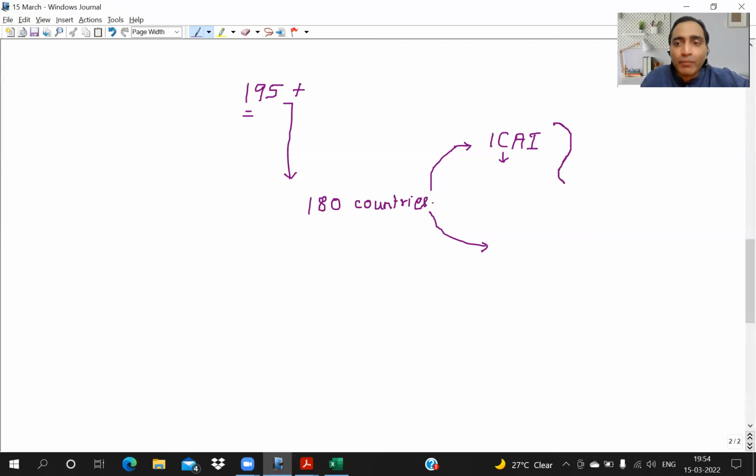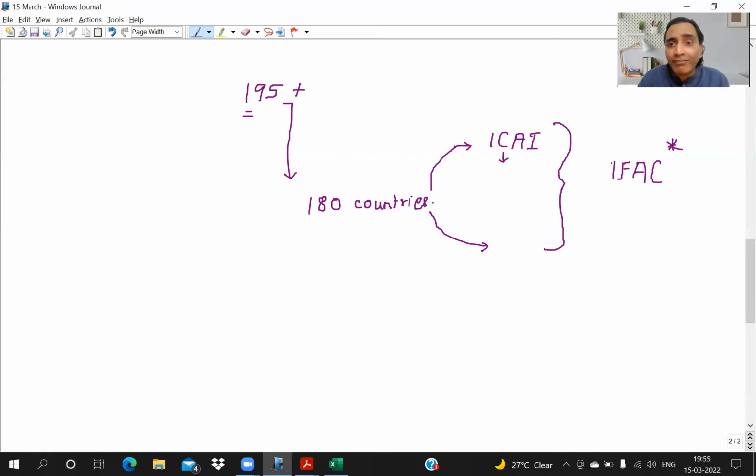All of these accountancy bodies, or the majority of them at least, are part of something called IFAC, the International Federation of Accountants. It is not important right now to know the full forms, because that is something we can mug up later on, but we need to know the purpose of these bodies. So the International Federation of Accountants is a global body.